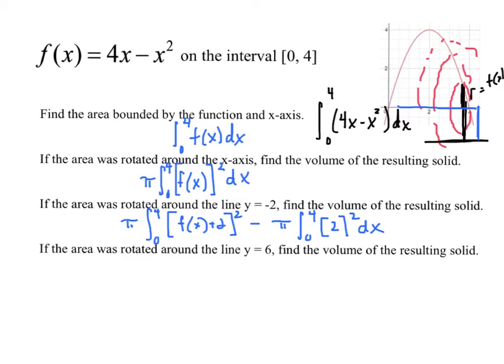Okay. Lastly, let's say we're rotating around the line y equals 6. So now we're rotating around something above it. Okay. So the function, remember, tells us how far off the axis we are. So let me work over here where I haven't written yet. Okay, the function tells me how far away from the axis the curve is. So my radius here is actually equal to 6 minus the function, because my function tells me how far away from the axis the function is.